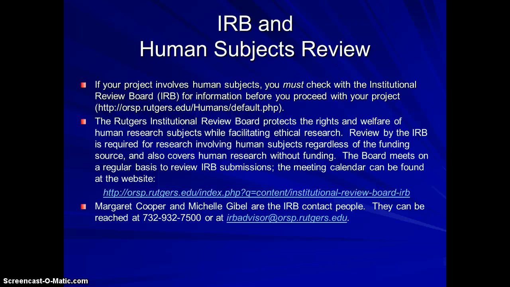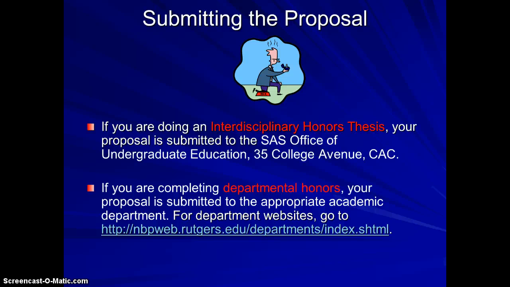IRB and Human Subjects Review. If your project involves human subjects, you must check with the Institutional Review Board, which is also known as IRB, for information before you proceed with your project. IRB protects the rights and welfare of human research subjects while facilitating ethical research. Please consult the IRB website for further information and to schedule an appointment for the appropriate training.